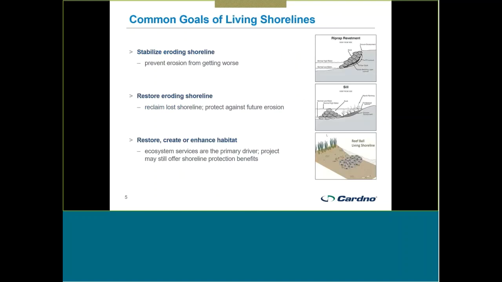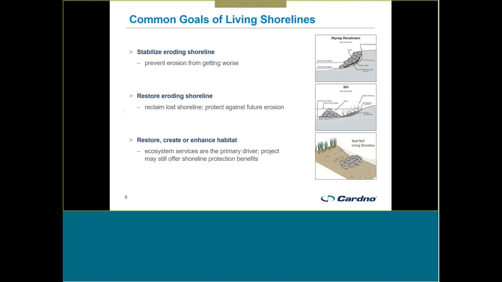So I won't spend a ton of time on this because other speakers have talked about it, but there are three broad categories of goals of living shorelines. Most commonly, it's to stabilize an eroding shoreline, and I think of that as: I just don't want it to get any worse. I know there's a problem. I'm not going to do what we have in the second bullet here, which is restore the eroding shoreline. That's stopping the erosion, but then actually taking it back to some prior historic condition and reclaiming lost shoreline. So that's the next step beyond I just want to fix it. In that one, I want to fix it, but I also want to make it better, back to some maybe historic condition.